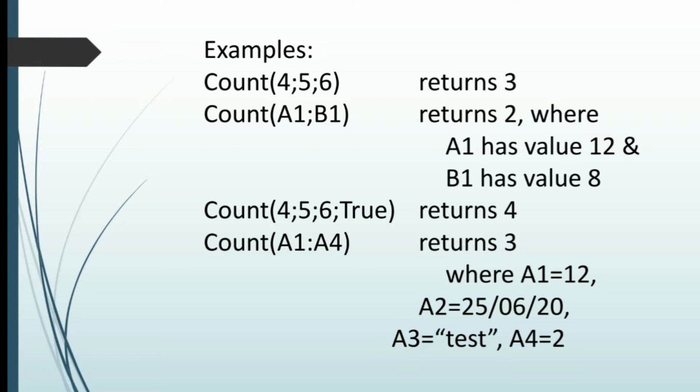So total 4 values are here. COUNT(A1:A4), the range A1 to A4, returns 3, where A1 is 12, A2 is 25th June 2020, A3 is test, A4 is 2. Here this date is converted to numeric value and the value in A3, that is test, is a text which would be ignored. So total 3 values are there in the cells A1, A2 and A4. So this function returns the value 3.